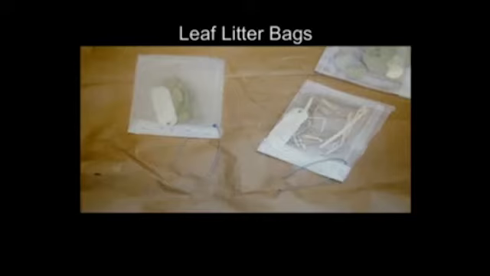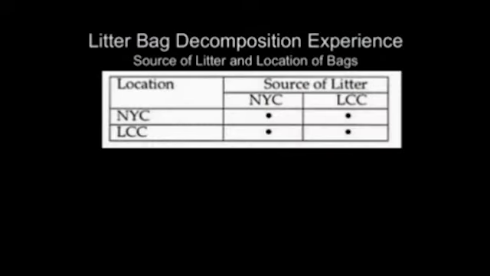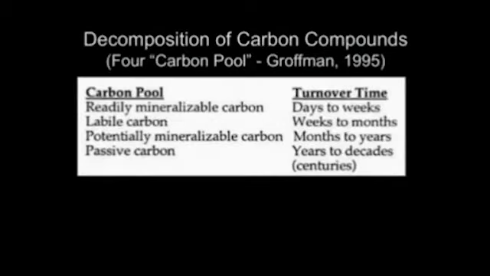And they did sort of a reciprocal experiment where they took leaf litter from New York City, put it in bags, and put it at the interface between the organic matter and the A horizon in New York City. And they took also New York City litter and placed it in bags and put it in Litchfield, Connecticut, and vice versa. They brought litter from Litchfield back into New York City to see how it decomposed.